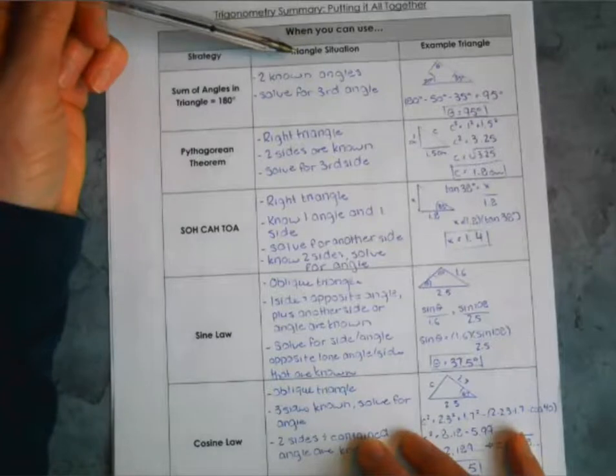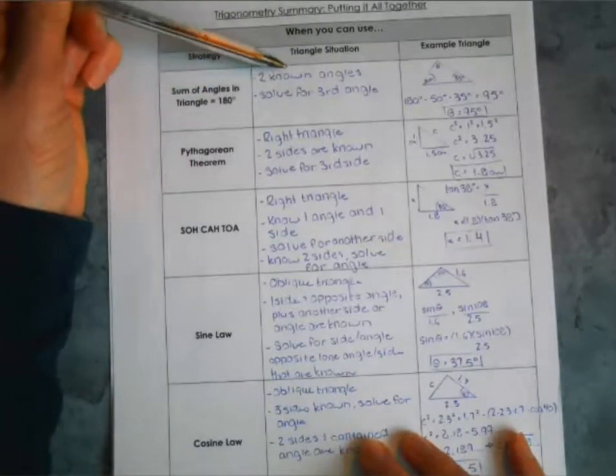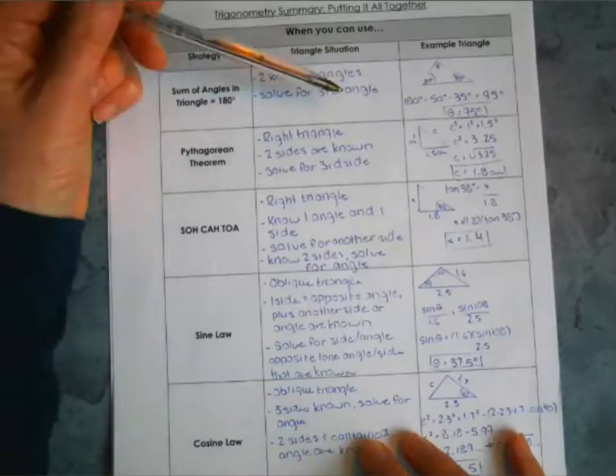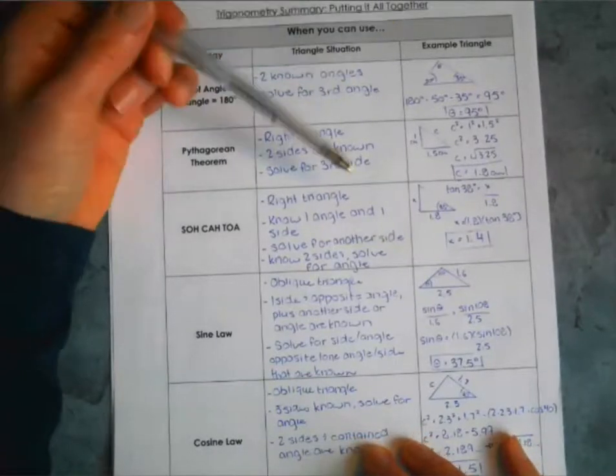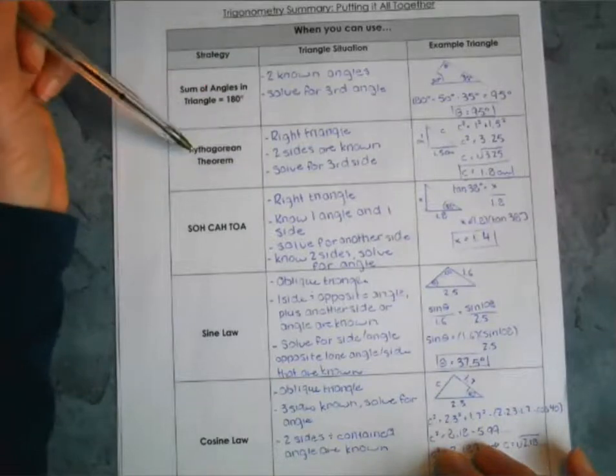So in what situation can you use that? Well, basically you just have to know two angles in any triangle, and you can solve for the third angle, okay? Like we just did. Then what about Pythagorean theorem?